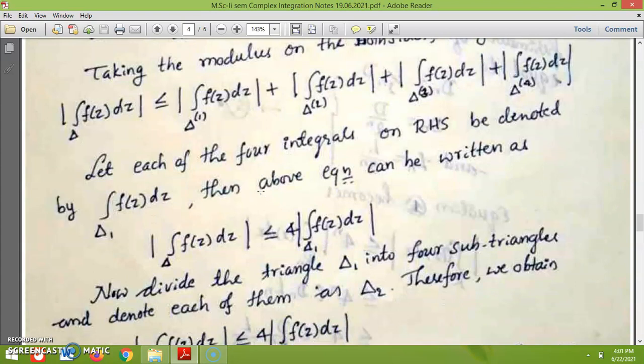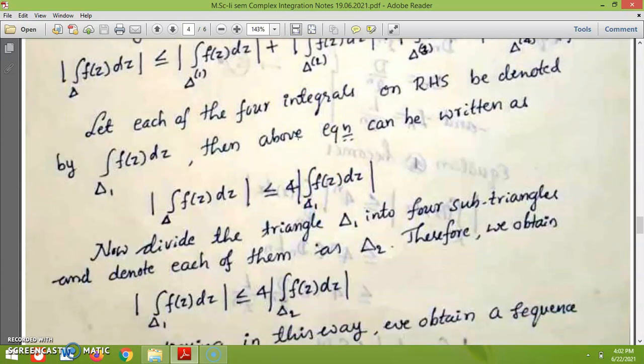Now let each of the 4 integrals on the right-hand side be denoted by the integration of f of z dz over the triangle 1. Ultimately, instead of taking 4 integrations, this expression is less than or equal to 4 times the integration of f of z over the triangle 1. It is one and the same.